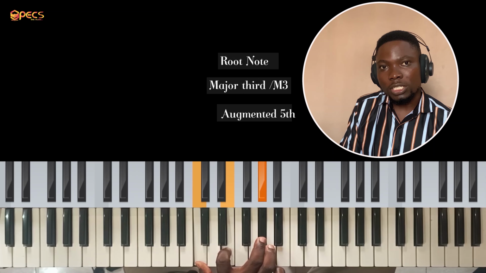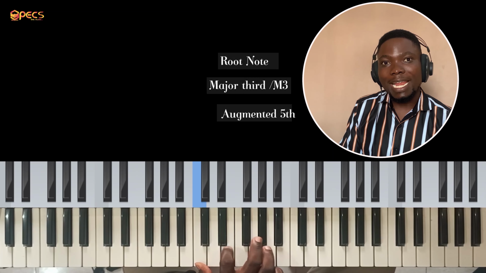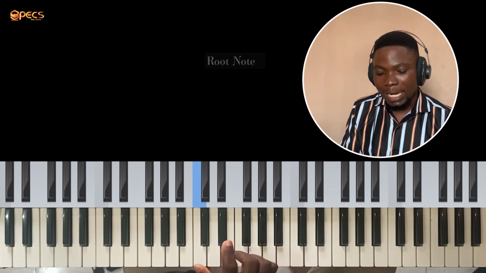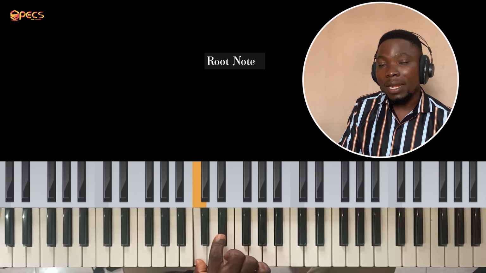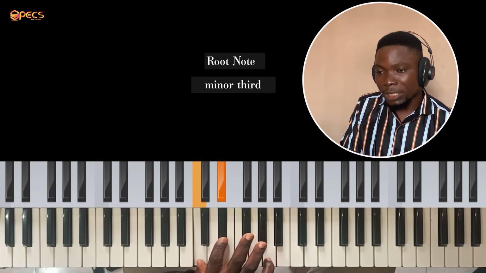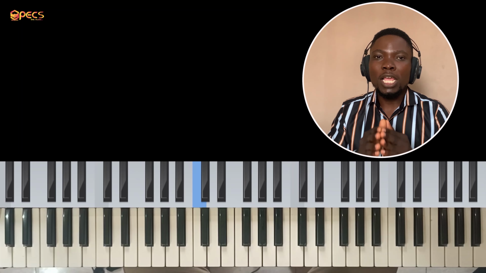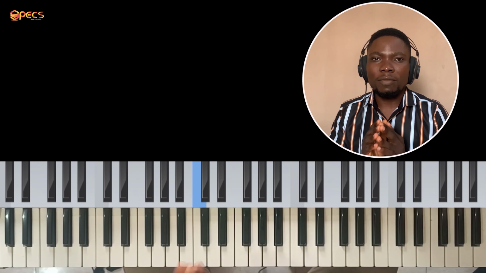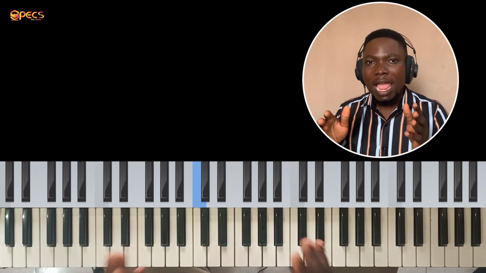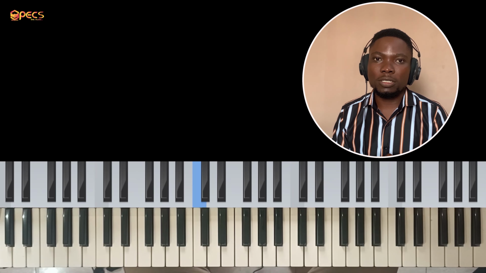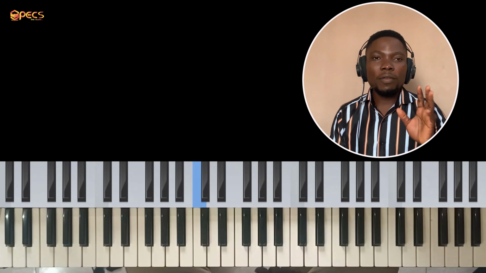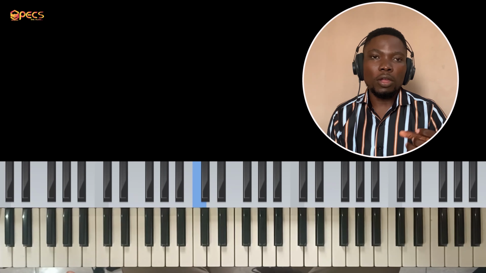Then this is the augmented fifth. Then a diminished triad is the root, minor third, and diminished fifth. This is the fifth; I reduce it. You see, all this boils back to intervals. Trust me, you need to understand your intervals for you to understand everything I'm explaining in chords. I haven't done augmented and diminished triads.